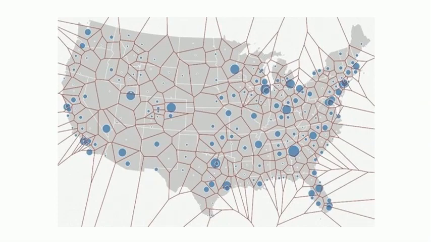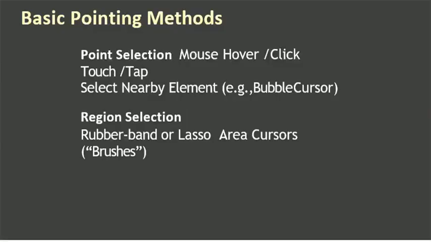Basic pointing methods let us touch, tap, select nearby elements, and also do region selection. We can provide region selection of our visualization using rubber band, lasso or cursor techniques, which is basically called the brushing and linking techniques. When we are talking about interactive visualization, we have to work with different methods on that visualization, and every method can be different depending on the technology available to us.